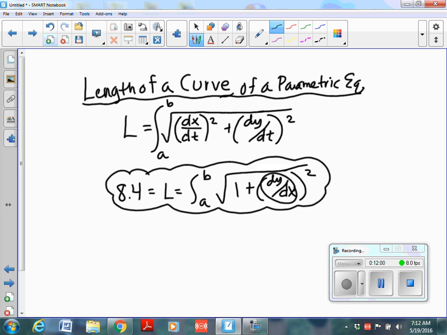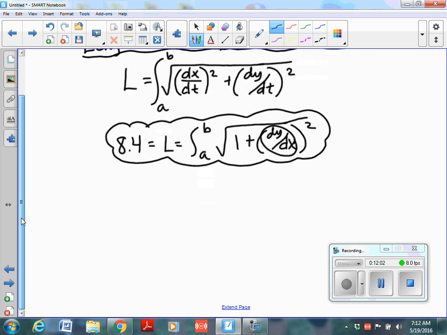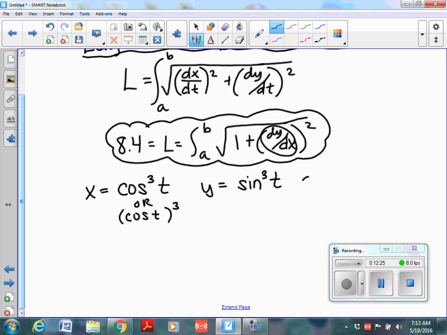So I'm just going to do one example, and that's about it. So here we go. We're going to let x equal the cosine, or if you like seeing it, isn't it really the cosine of t raised to the third power? It's the same thing. Let y equal the sine of t raised to the third power, from 0 less than or equal to t less than or equal to 2 pi. This is our a to b, so keep that in mind.